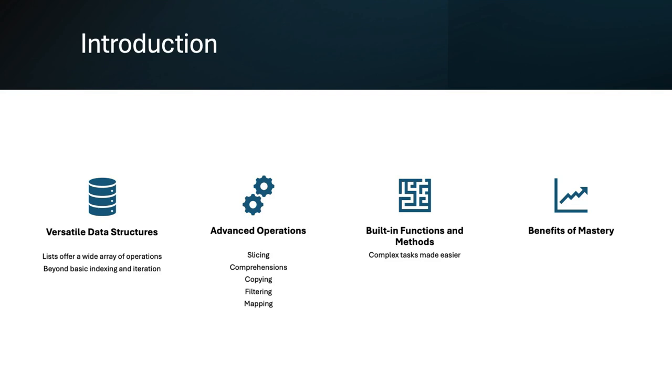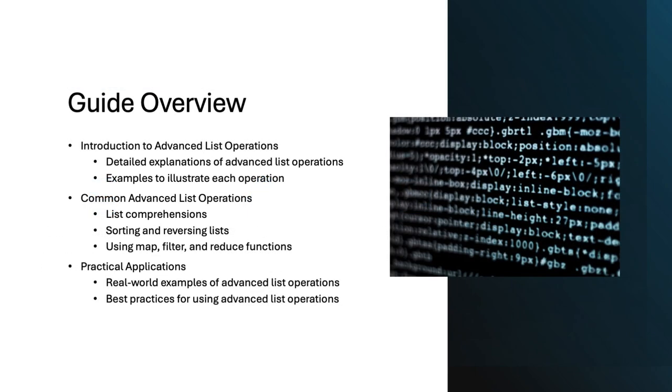Python lists are versatile and support advanced operations like slicing, comprehensions, copying, filtering, and mapping. Mastering these can lead to cleaner, more efficient, and Pythonic code, especially for large data sets or complex algorithms. In this guide, we delve into advanced list operations in Python. We'll cover detailed explanations and examples, including list comprehensions, sorting, reversing, and using map, filter, and reduce functions. Practical applications and best practices are also discussed.